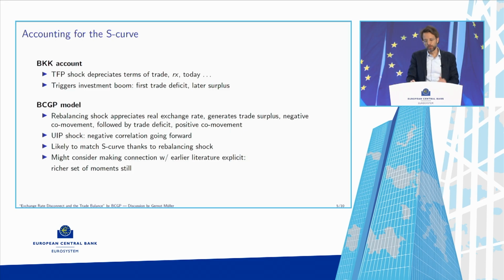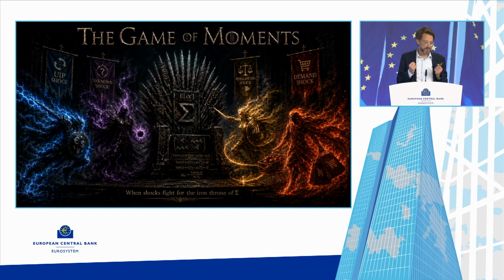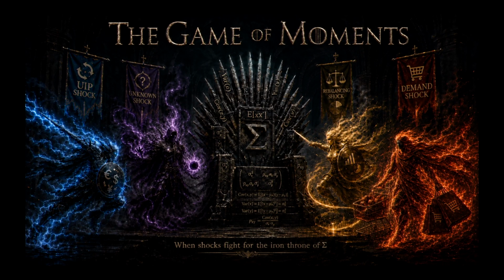So that's good news, but there's a downside to it, I would say, if you pursue this. The downside is that you stay within what I would call the game of moments, or more specifically, the game of unconditional moments. What's that game? The way I think about it is, I watched all 8 seasons in order to prepare this presentation. You have this iron throne of moments, where you have some unconditional, that's the key point, some unconditional business cycle statistics. In our case, the star, the hero of the show, is the 0 correlation between the trade balance and the real exchange rate.